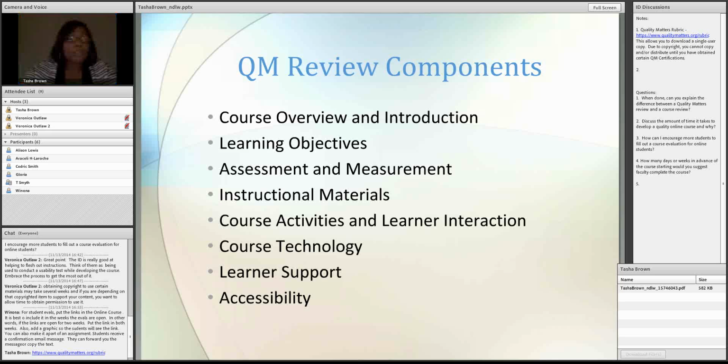And we'll talk about the course technology and the support and accessibility and the interaction you are having with your students as it relates to the content of your course. So this rubric is very helpful, and it can be a great guide to ensuring that you have a quality course developed for your students. So hopefully that explains the difference between the Quality Matters rubric and a course review.